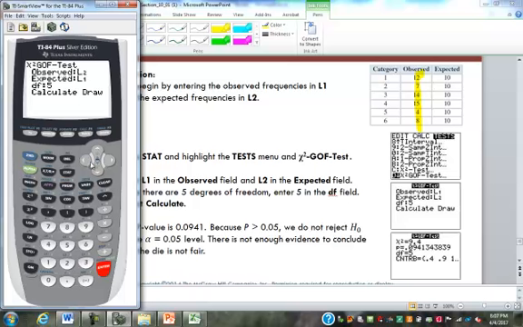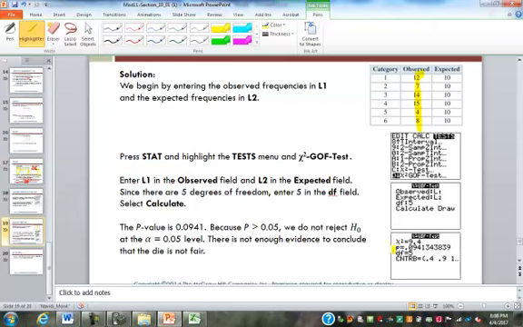Now the observed, I want to switch that to L1, so I'm going to do second 1 for L1. The expected's in L2, so second 2 for L2. Degrees of freedom here are 5. That was set correctly. And we're going to hit calculate. And we get the same test statistic of 9.4, and we get a p-value. As we had said, we expected the p-value to be just under 0.10, and it is 0.0941, which is exactly what we had here.